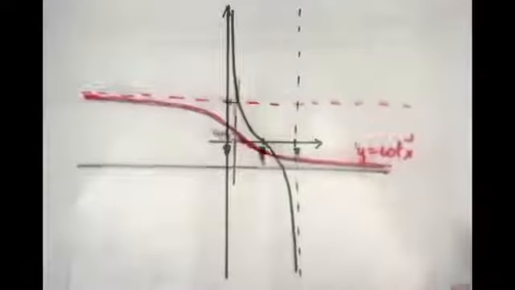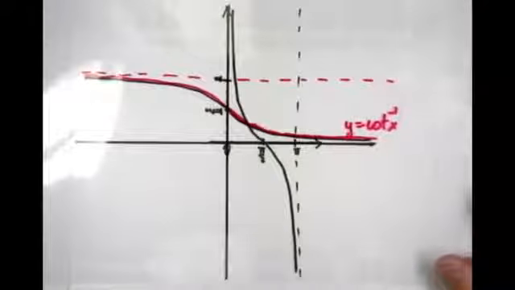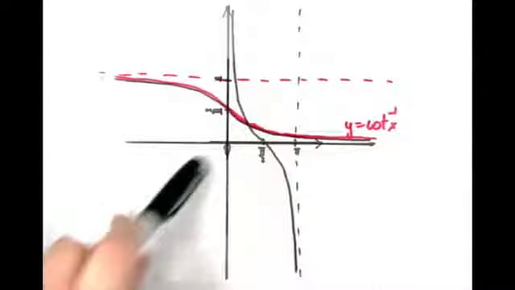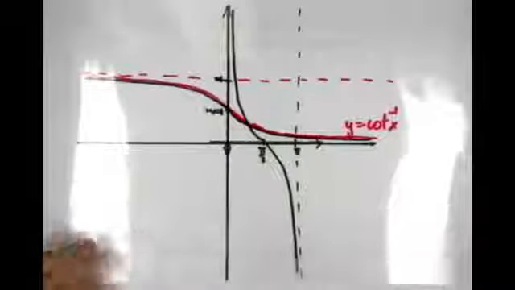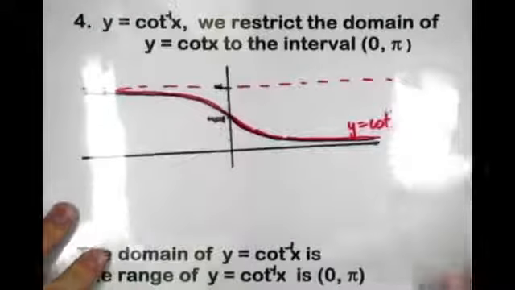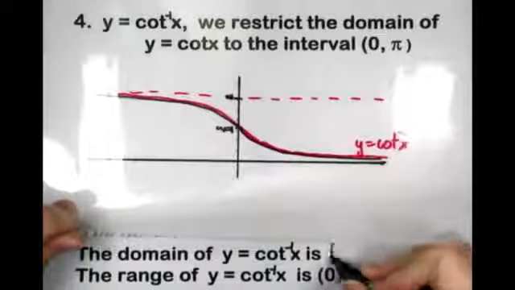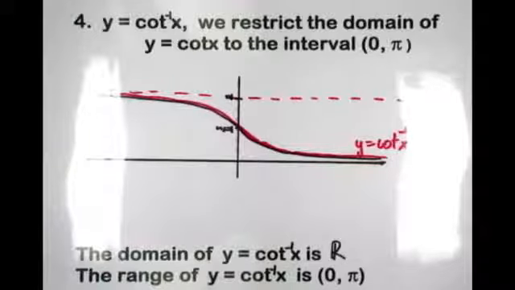And then when we reflect by the line y is equal to x, we get the inverse like this. So that's cotangent inverse. The domain of cotangent inverse is all real numbers, and the range of cotangent inverse is from 0 to pi.